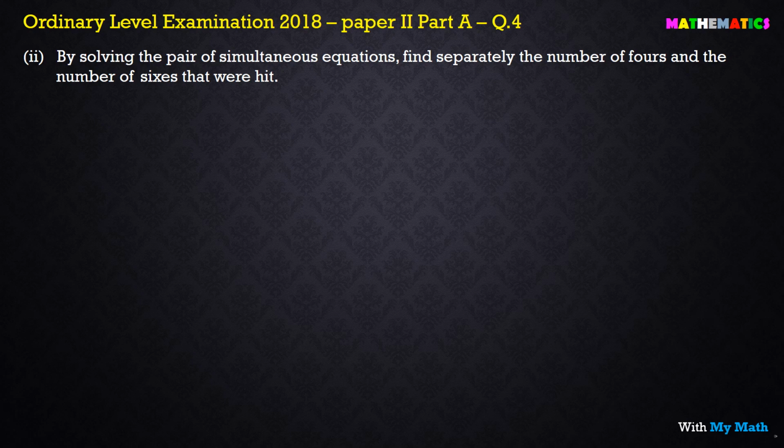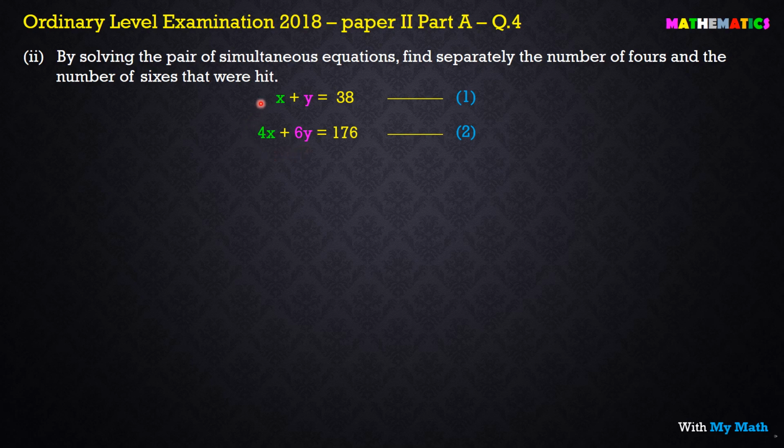Okay students, this is the second question and I will read it for you. Here, by solving the pair of simultaneous equations, find separately the number of fours and the number of sixes that were hit. So I will write both equations again, 1 and 2. In order to calculate x and y, we can decide which term we are going to find initially. If we are going to find x initially, we have to remove y. If we are initially going to find y, we have to remove x. Then I'll first of all remove x and find y as method 1.